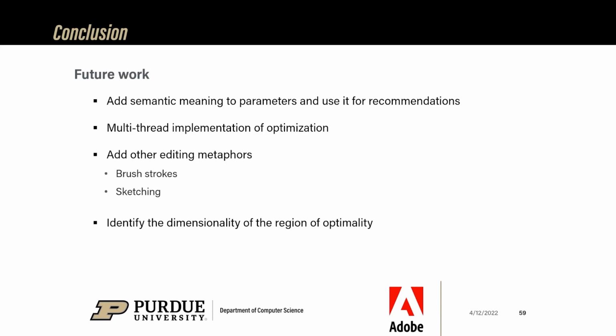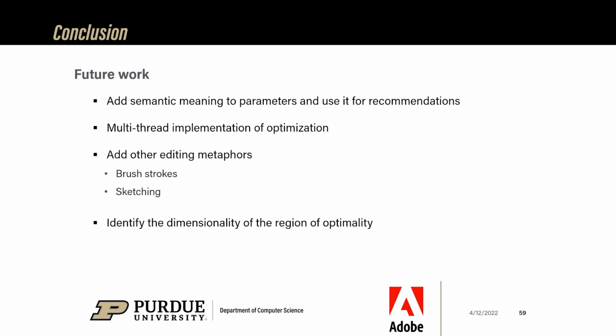As future work, we could add a semantic meaning to parameters to help our system make relevant suggestions, like theta is an angle in degrees and the width is a length in meters. This information would be used to improve recommendations. To further improve the speed and reactiveness of our system, we could also implement a multi-threaded optimizer. We did not experiment with editing metaphors other than the Blender 3D gizmos.